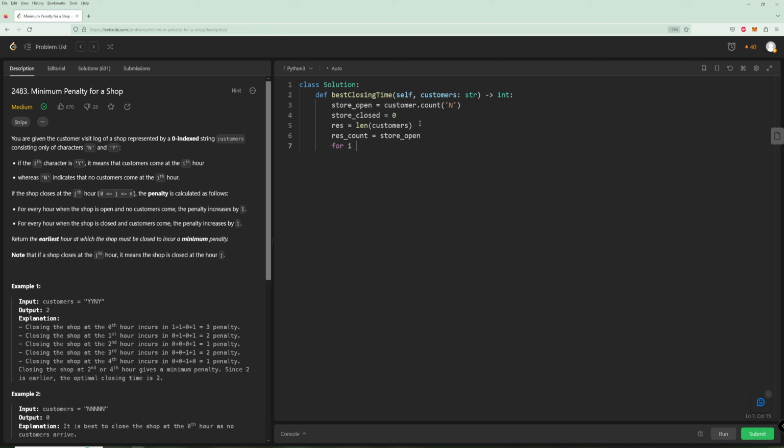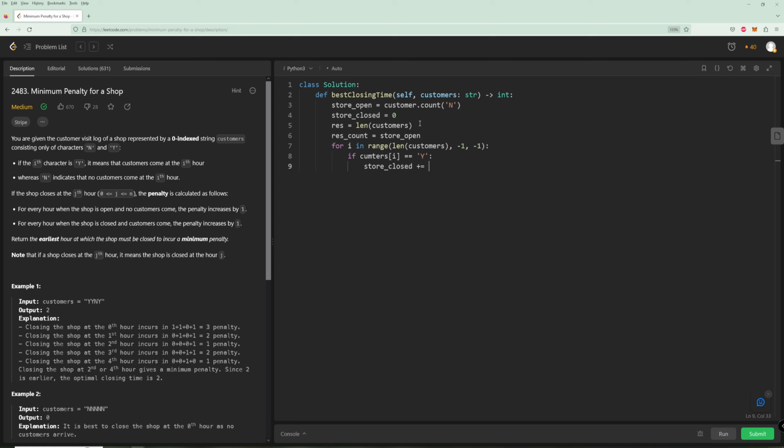So for i in range of customers, we're going to loop backwards, a normal Python backwards loop. So remember, if customers[i] equals Y, that's bad for us, right? That means the store was open and now it's closed. So we're going to get a penalty there of store closed plus equals 1.